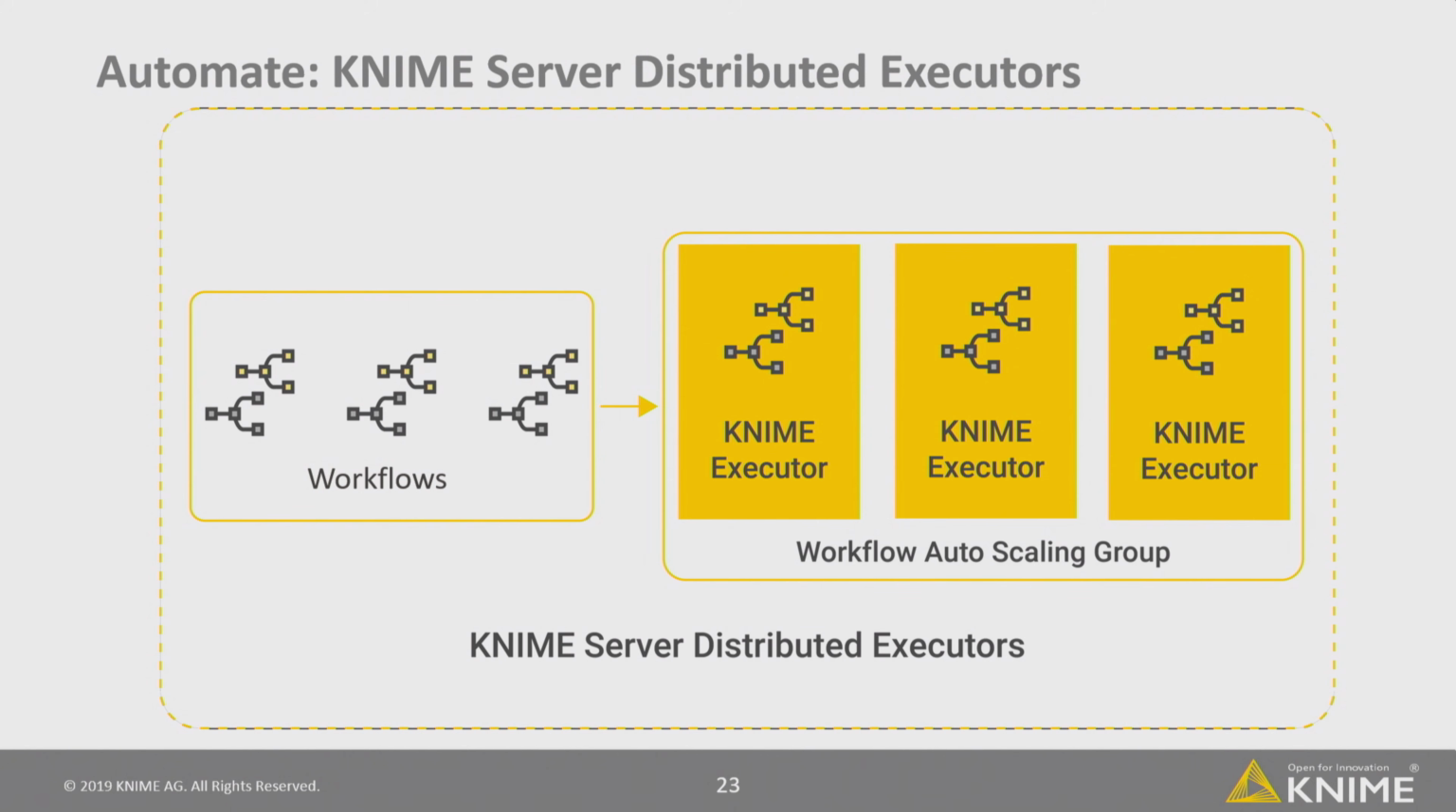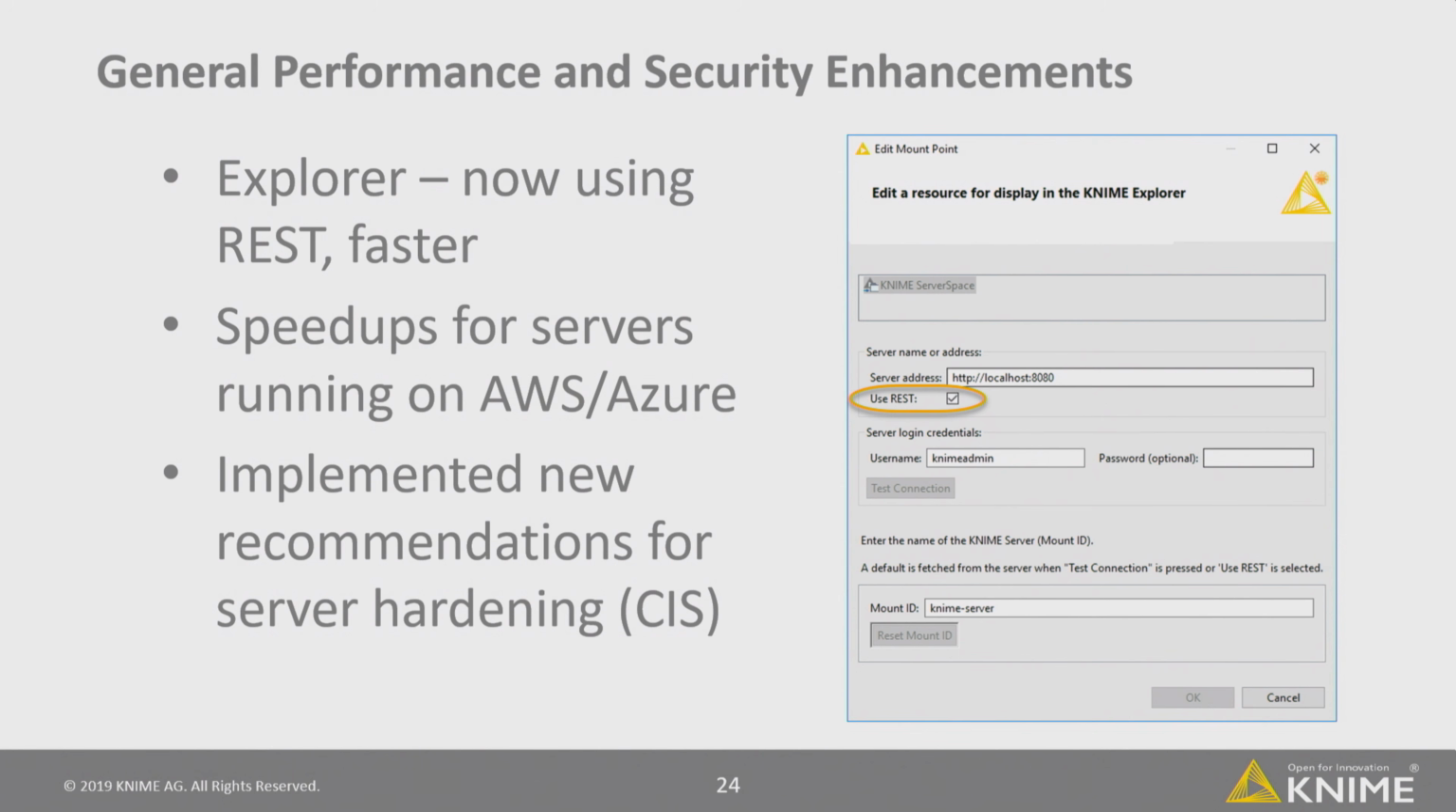It's a brilliant feature. We already talked about distributed executors, so I won't talk about that again. So just a few general enhancements. The Explorer within the KNIME Analytics Platform now uses the REST API completely. It used to use the old API. It now uses the new one. It's much faster and much more efficient. We did several changes on our AWS and Azure deployments so that we support some new instance types that are faster and have more memory.